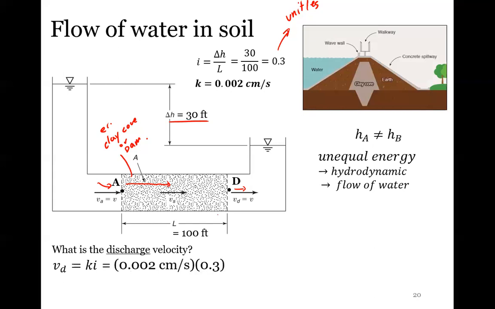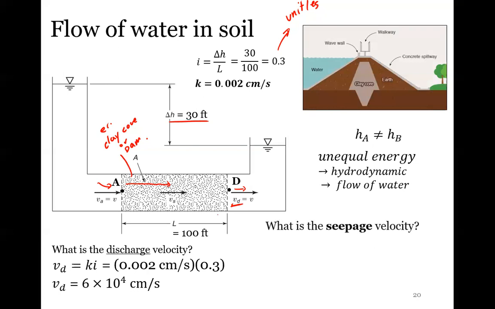So our discharge velocity, what is the actual velocity leaving our soil? Right here, again, the discharge leaving it. We just multiply those two. And we see that our discharge velocity is 6 times 10 to the negative 4 centimeters per second. That's the velocity of the water leaving our soil.